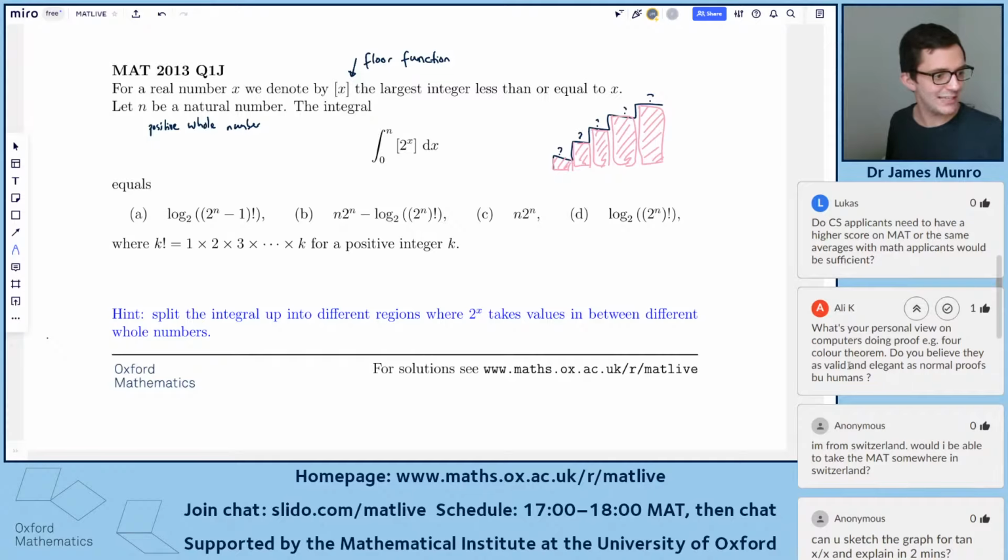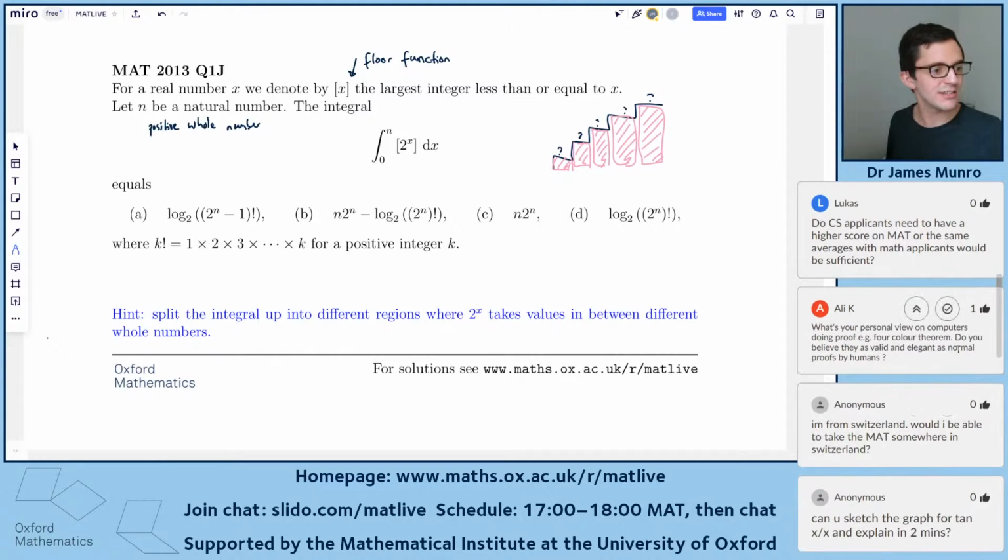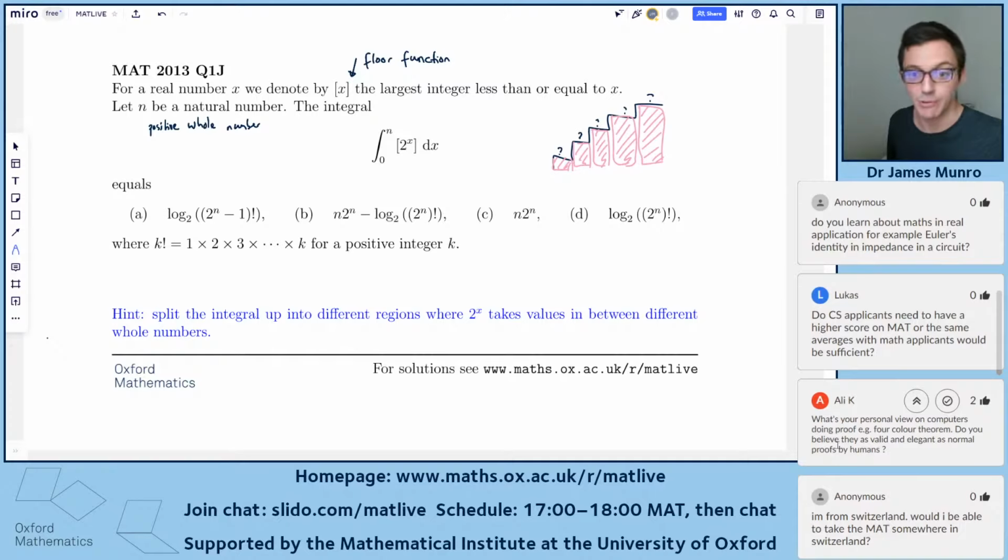Personal view on computers doing proofs. Do I believe they're valid? Yes. Do I believe they're as elegant as normal proofs by humans? No, they're much longer and tend to involve lots of case checking, but also lots of proofs by humans are not extremely elegant. I sort of think that they are proofs by humans. I have kind of weird views on computers, I'm afraid. Maybe I shouldn't go into it too much, but I think that proofs by computers that have been programmed by humans count as proofs by humans.